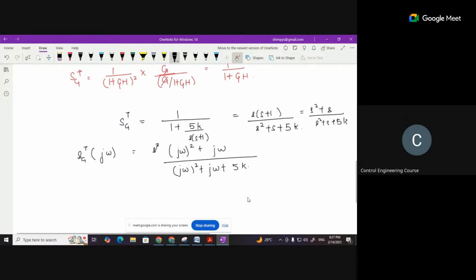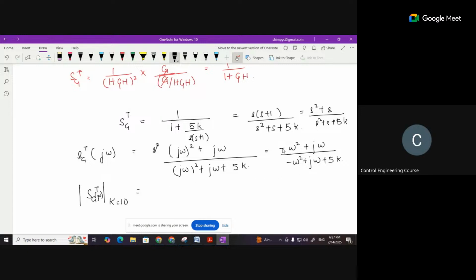Correct? This gives us j square is minus 1. So minus omega square plus j omega divided by minus omega square plus j omega plus 5k. Right? Now taking the magnitude to calculate the value, of course at j omega, and putting the value of k as 10, what will it be? Let us see.